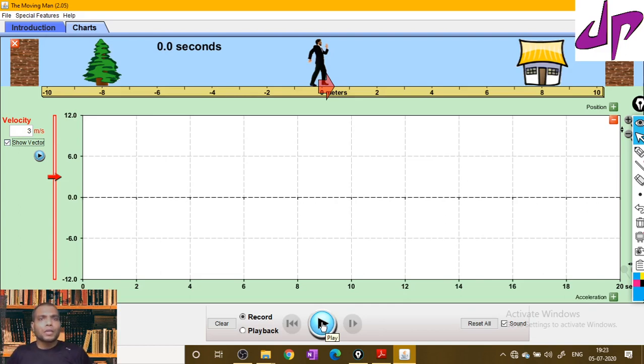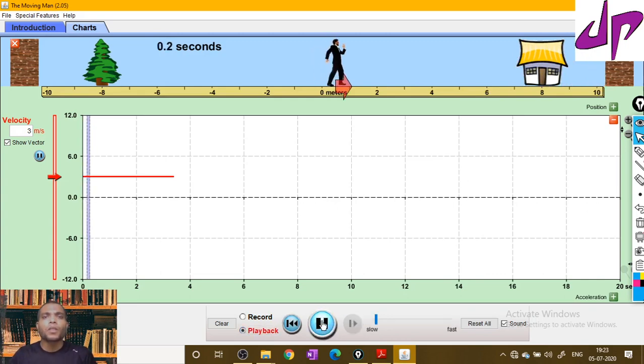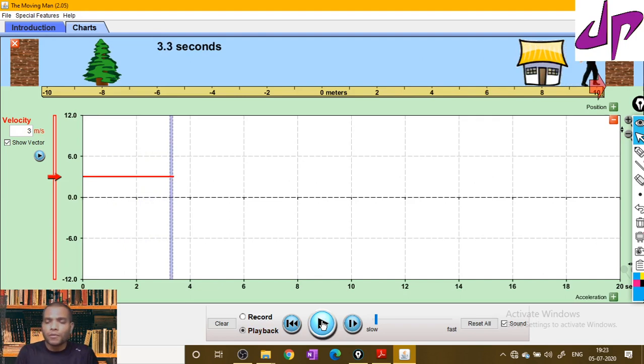Earlier it was 1 meter per second, now it's 3 meter per second. It means I increased the velocity. Now his motion will be fast. Now he is moving very fast, and he is moving with uniform velocity. So his velocity is not changing at any time. If the velocity is not changing, we will represent that in the graphical motion.